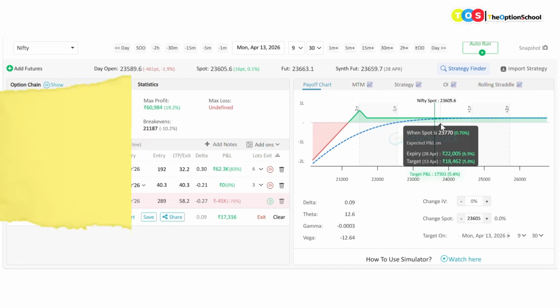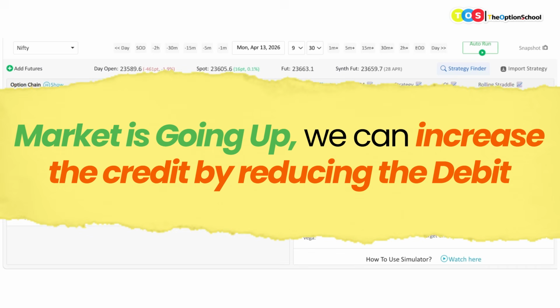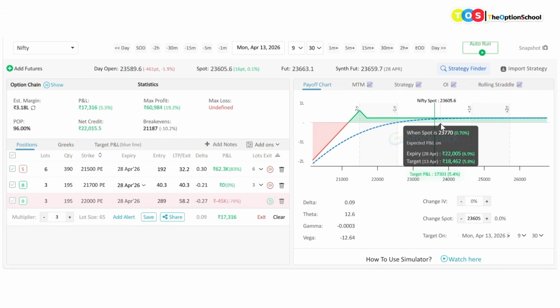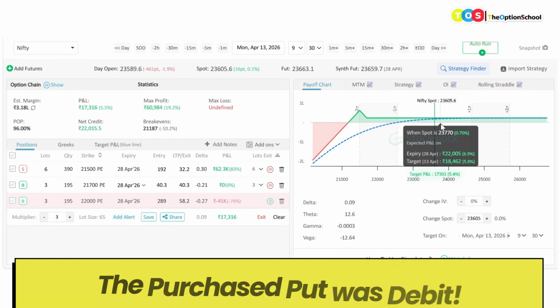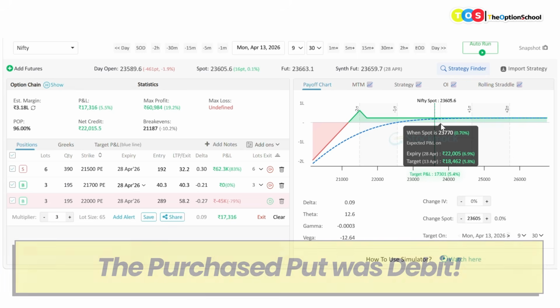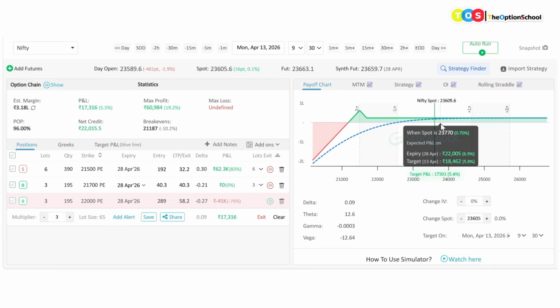So this is one trick wherein, when the market is going up, you can definitely increase your credit in the trade by reducing your debit in the trade. Hopefully you are clear. I have reduced my debit in the trade. What was the debit? My purchased put was a debit in the trade. So I have reduced that debit. Hence, in the overall trade, my credit increased by 4,000 points.